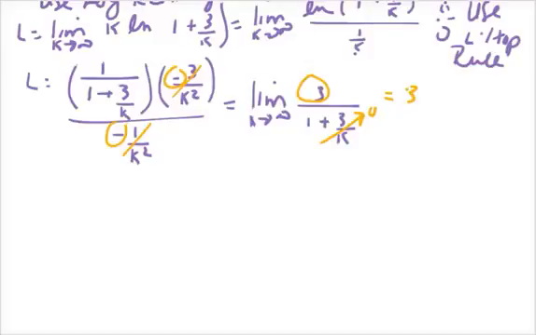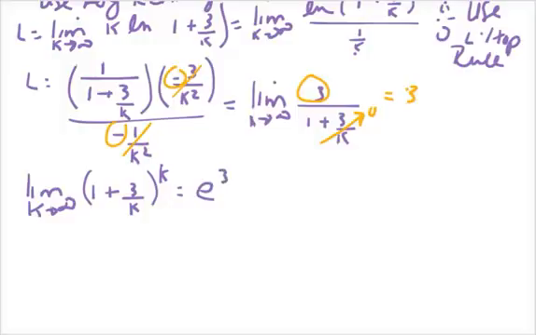So putting it all together, the limit as k goes to infinity of 1 plus 3 over k raised to the k power is e to the third, which is greater than 1, and if it's greater than 1, it diverges. So this diverges by the root test.